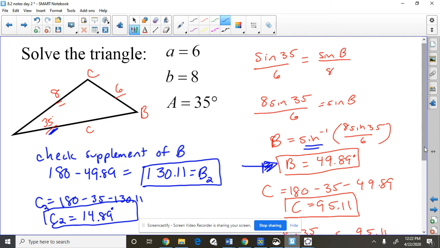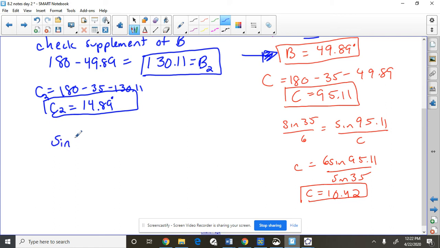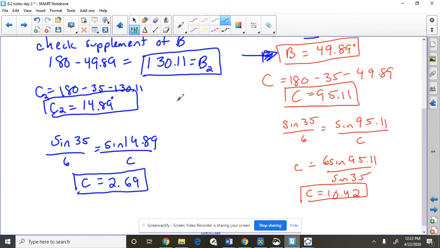And then I would need to find the length of side C in that triangle. So sine of 35 over 6 equals sine of 14.89 over C. And I would solve the same way I did over here, only with the 14.89 in it. And what I would get is that in this triangle, length C is 2.69. And in this triangle, angle C was much smaller than all the other angles, so side C must be smaller than the other sides.